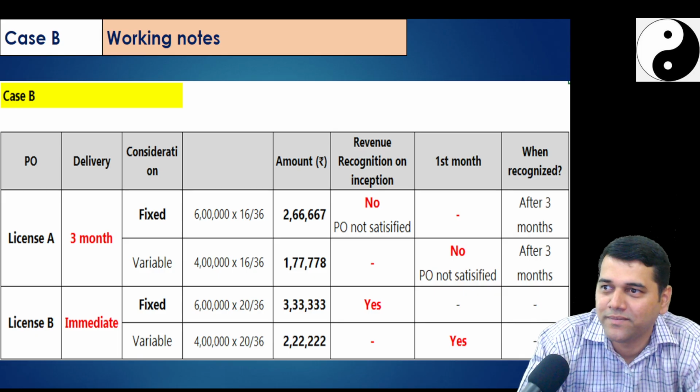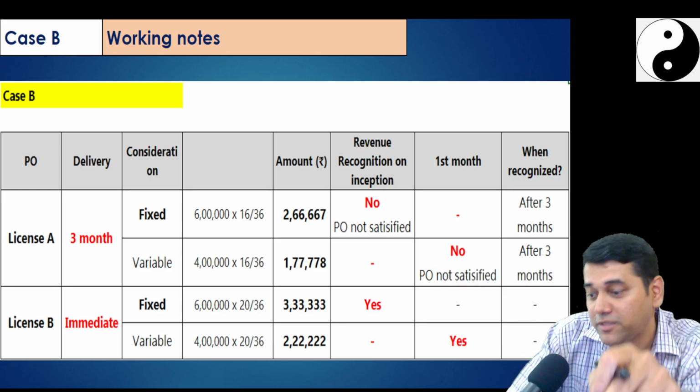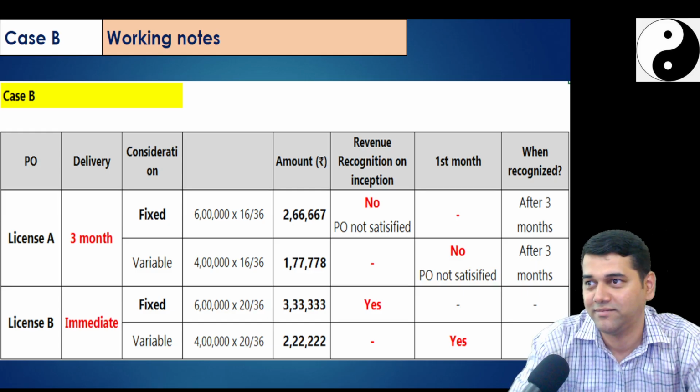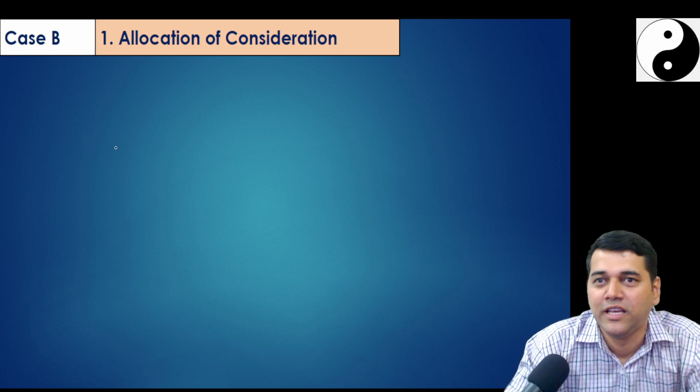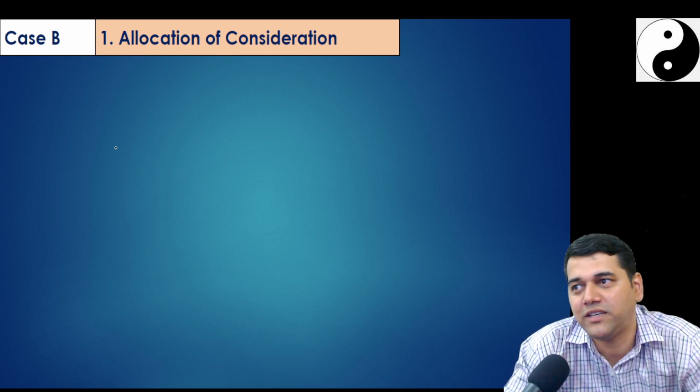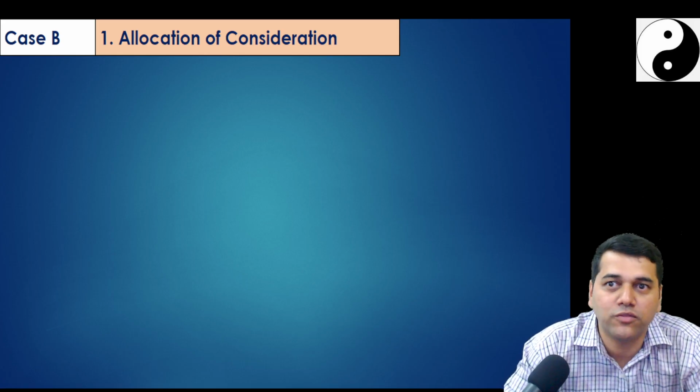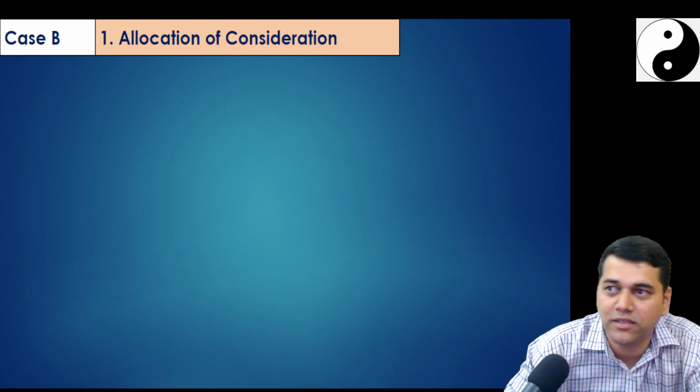Understood? Now, based on this working, you have to write a theory. Chalo, write one heading: case B, allocation of the consideration. Even though you don't do this working for the first one, fine, Baba. But without doing this working, I don't know how you write the theory for the second one.